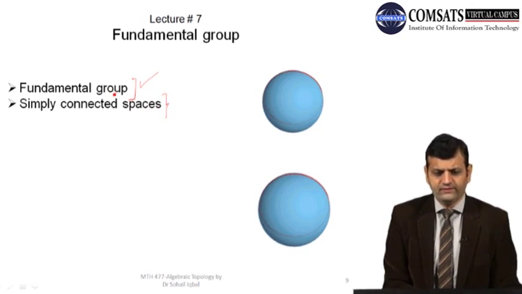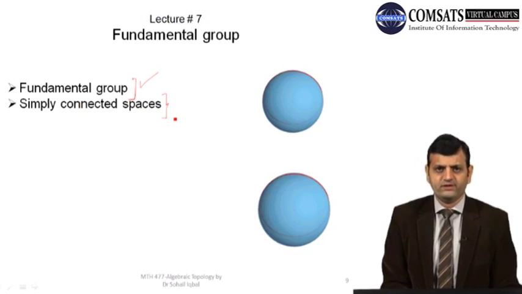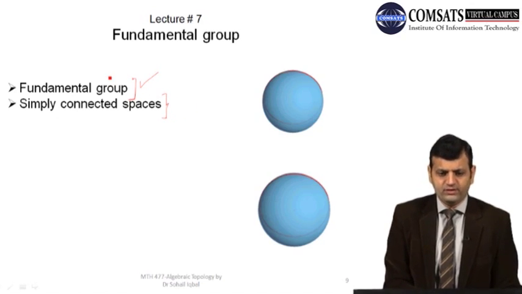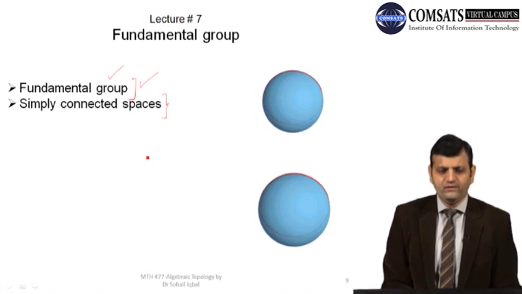And then we have the discussion of simply connected spaces. Of course, we know what is a simply connected space: a path connected space whose fundamental group is trivial, the identity. I shouldn't say at each and every point, because if it is path connected, then the fundamental group at each and every point is the same. So what is a fundamental group, and why do we need this fundamental group?